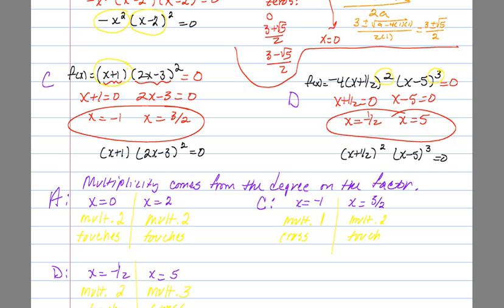I would suggest that you put those 3 problems in your calculator one at a time and investigate the graphs and see if the graph indeed touches or bounces off the x-axis at 0 and touches at 2. Same thing for each of these to just kind of validate that theorem that we looked at on multiplicity.